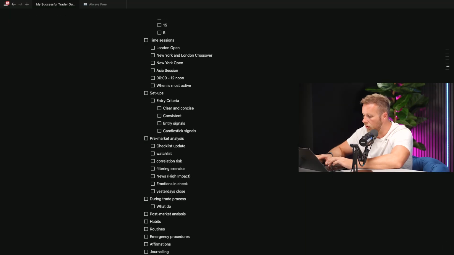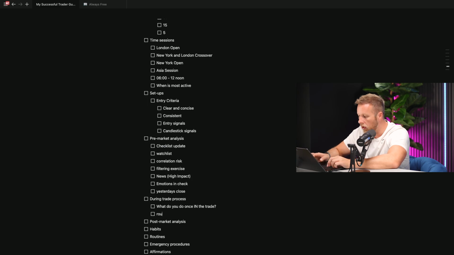Then during the trade process, what do you do to ensure that you're not jeopardizing your trading system? What do you do once in the trade? This could be things like going for a walk. It could be the routine or the frequency of chart checking. How often do you check the charts? How often are you allowed to check the charts? Do you stay at the chart until the trade's done?